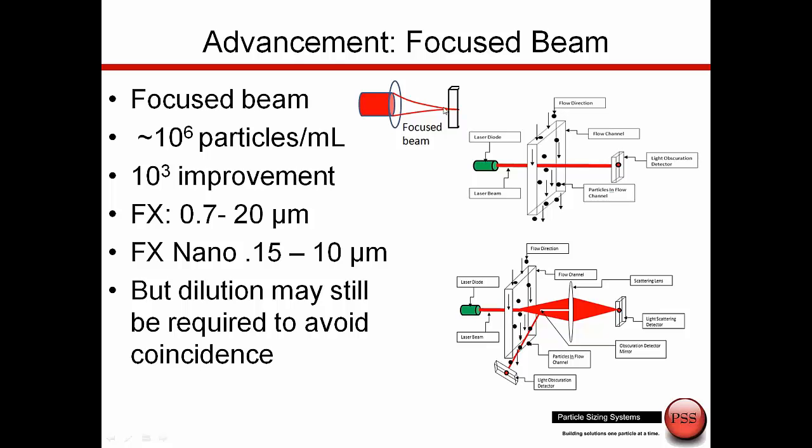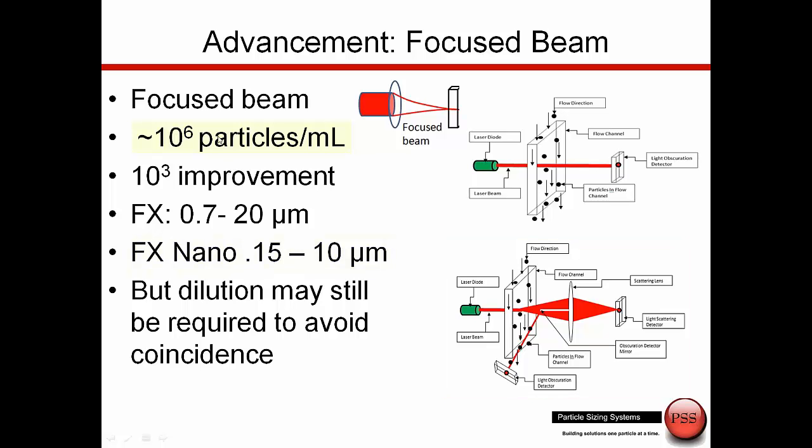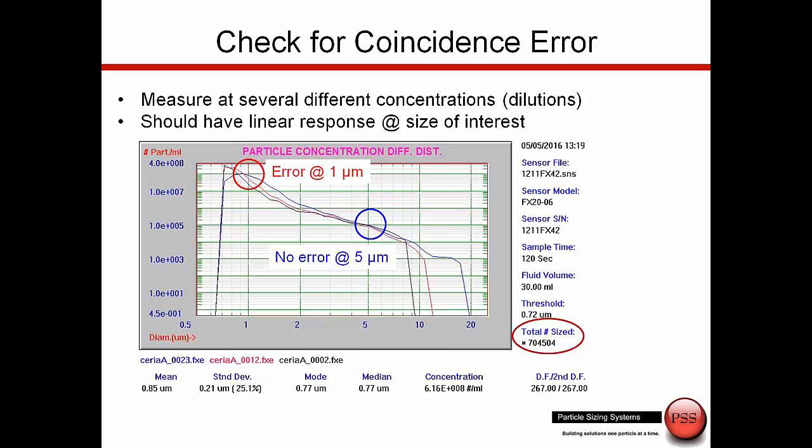Another advantage of focusing the laser beam is that, since we are increasing the light intensity, we can also measure down to a smaller particle size. With the FX nanosensor, we can now measure down to 0.15 microns and work at this very high concentration, up near 1 million particles per ml. So the sensor technology has advanced considerably to allow us to work at higher concentrations and down to smaller particle sizes. Even though we can work at higher concentrations, we still always have to check for coincidence errors.